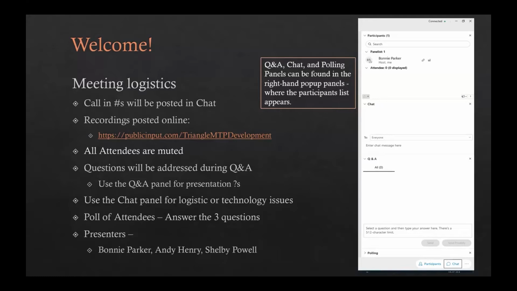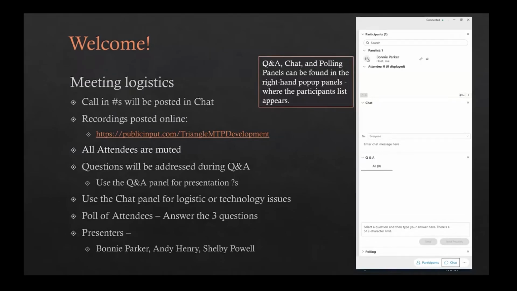As far as these panels go, on the right side of your screen, you should have both a chat box and a Q&A box. We'd like to try to keep the chat box to administrative items or technology items, things about the meeting today logistically. If you have questions that are related to the MTP that we can answer as we go along or later, please put those in that Q&A panel box. That's where we're going to draw questions from later during the question and answer period.